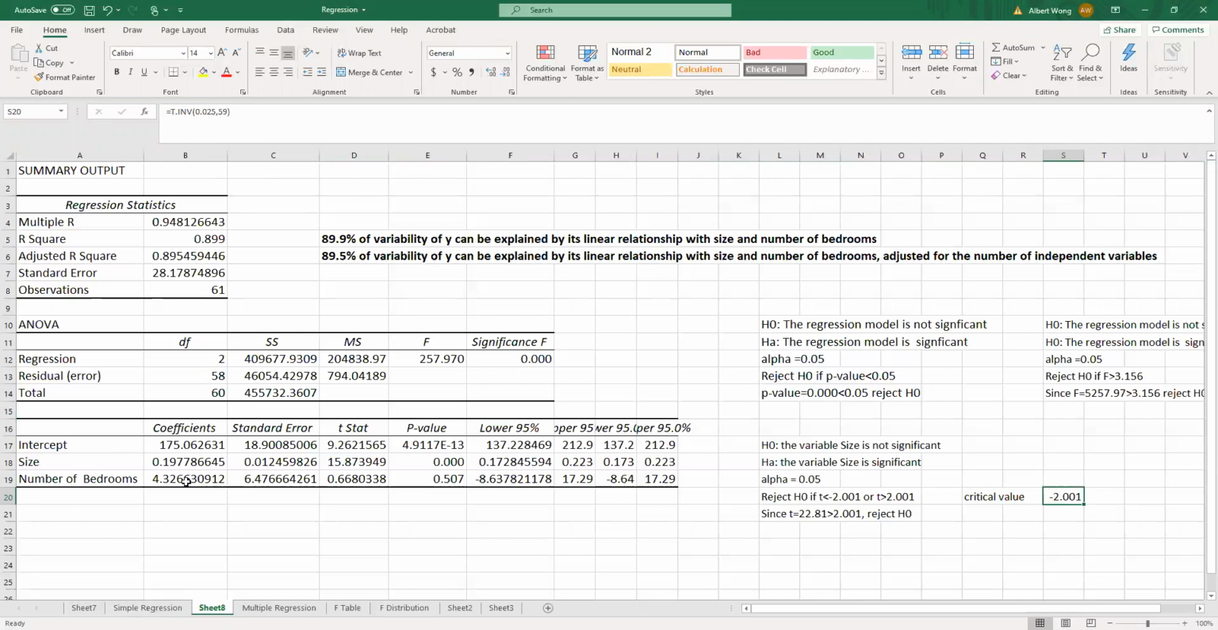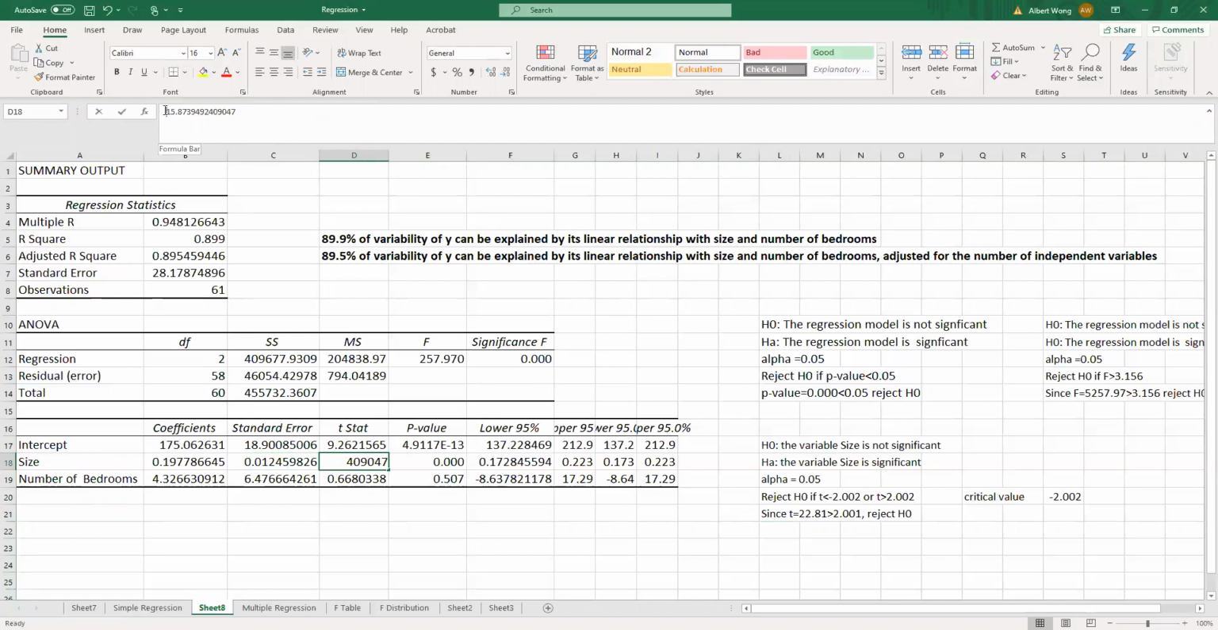Remember, when we do the test for each of the coefficients, they are always two-sided for the t distribution, and the degrees of freedom is 58 instead of 59. So the number is 2.002. We will reject H0 if t is either less than negative 2.002 or bigger than 2.002. And what is t? The t value corresponding to size is 15.87, right?